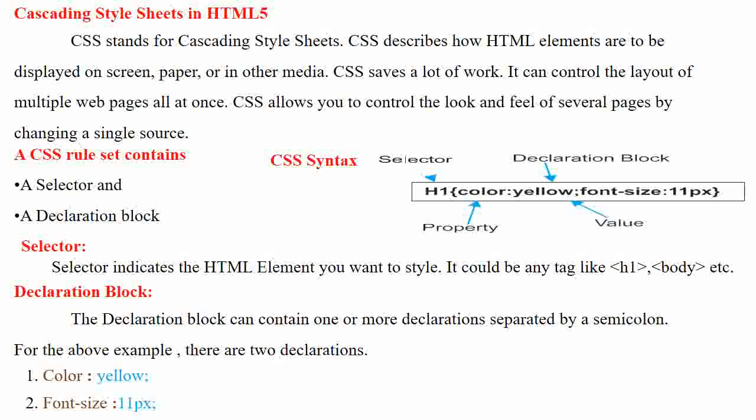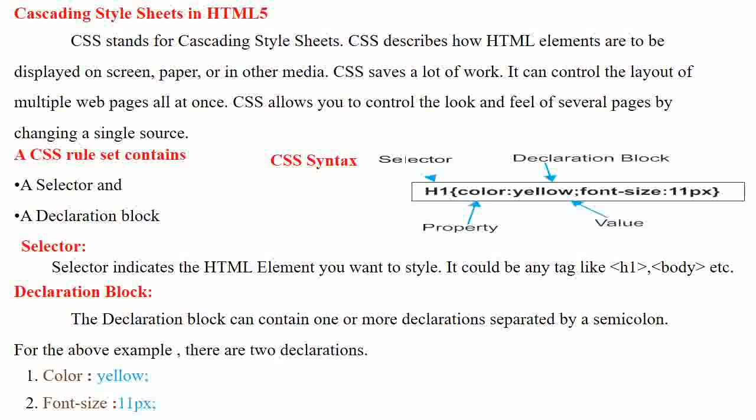A cascading style sheet rule set contains a selector and a declaration block. Now see what a selector is. A selector indicates the HTML element you want to style. It could be any tag like the H1 tag, body tag, etc. The declaration block can contain one or more declarations separated by a semicolon.